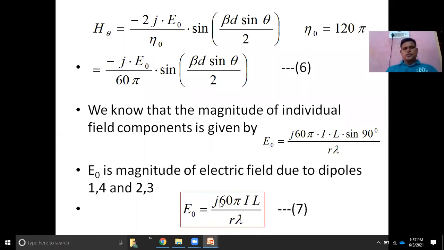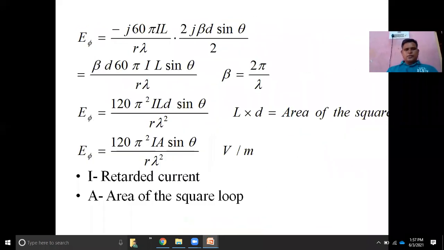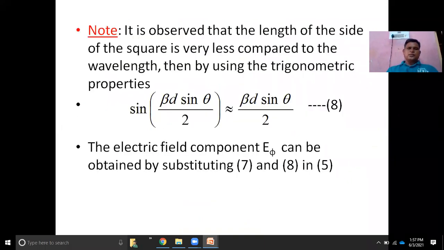Now substitute the magnitude of this electric field intensity in the above equation. Now we are getting, before substituting that, one assumption is here.